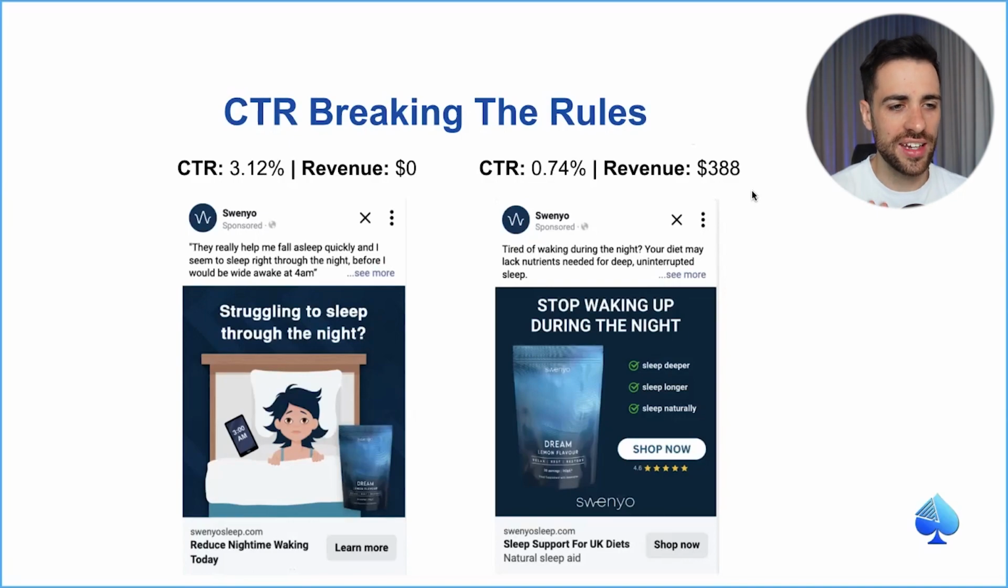So one ad, high click-through rate, low conversion rate. Other ad, low click-through rate, high conversion rate. You can't use click-through rate in isolation, and this just shows you exactly why. Now, why is this happening in these two particular creatives?